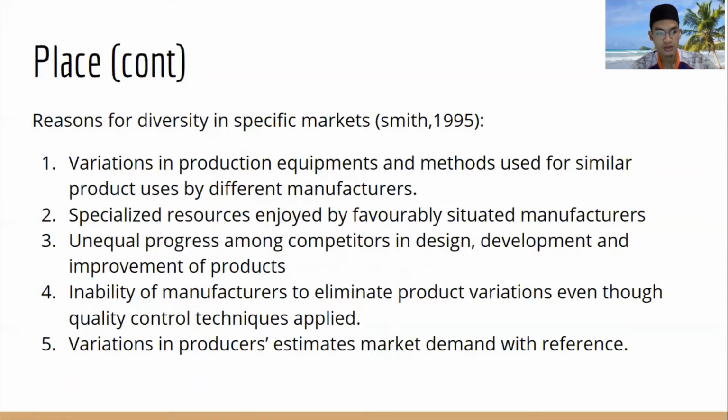The fourth reason is the inability of the manufacturers in some industries to eliminate product variation, even through the application of quality control techniques. And the last reason is variation in producers' estimates of market demand with reference to such matters as price, sensitivity, color, material, or package type.